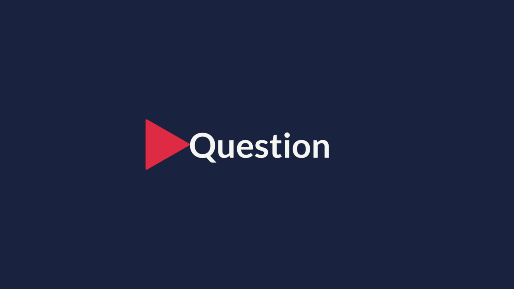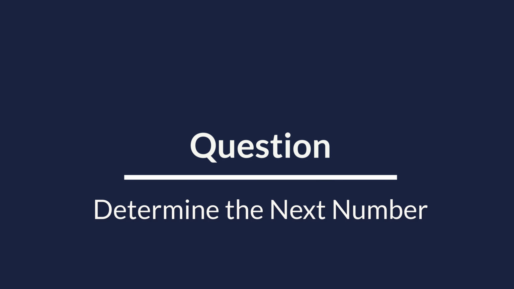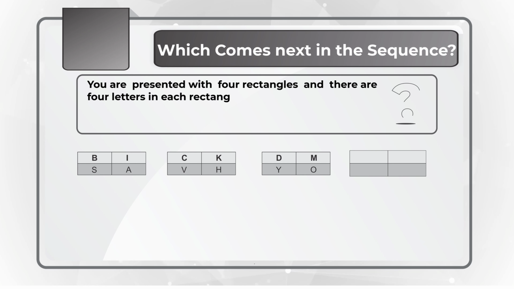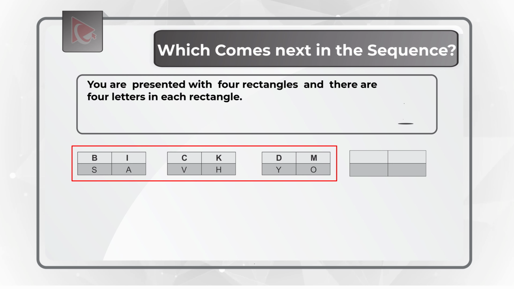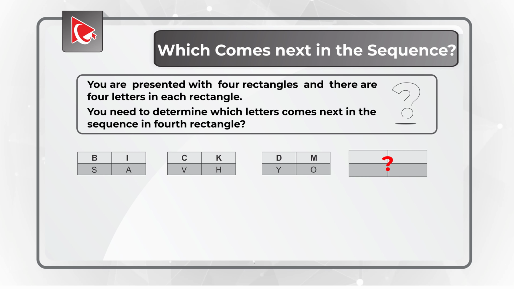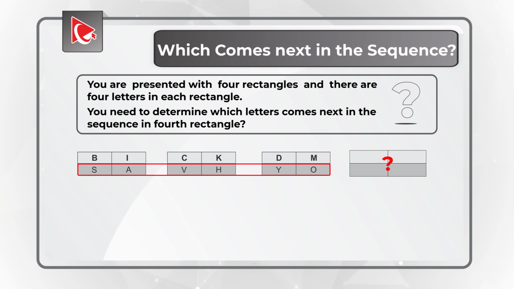Here's one of my favorite questions where you need to determine the next item in the sequence. You're presented with 4 rectangles. Each rectangle contains 4 letters. 3 rectangles contain letters, and you need to determine the letters in the 4th rectangle. What's interesting is that the upper row of the letters is bold, and the lower row of the letters in the rectangles is the regular font. You need to determine the item that comes next in the sequence, and you're presented with 4 different choices.